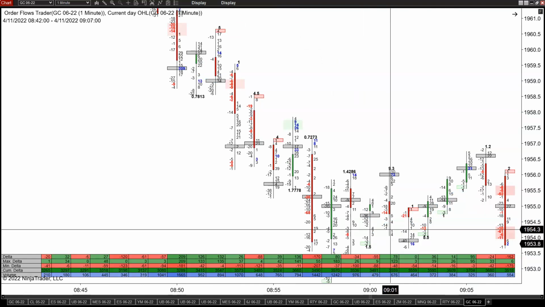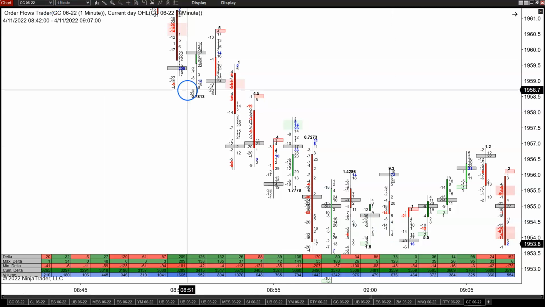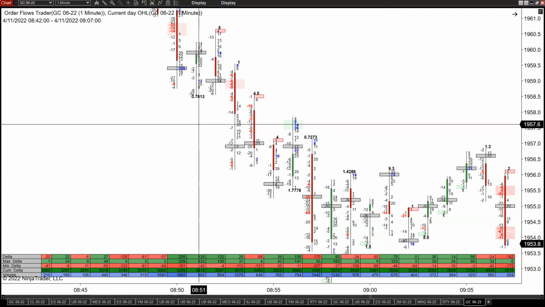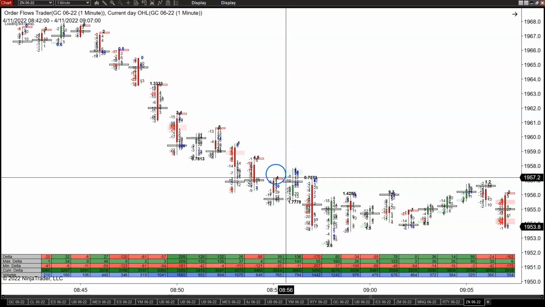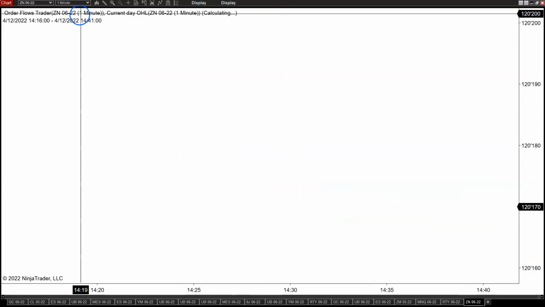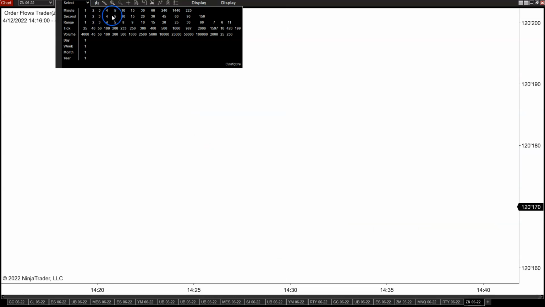Okay, so that's what it looks like on a move down. On a move up, let's take a look at 10 years. Excuse me. I like 10 years on a 4-range chart, not a minute-based chart.